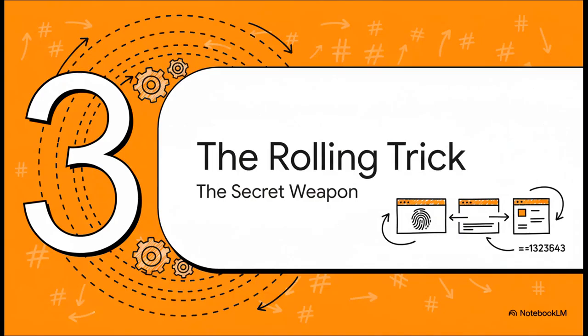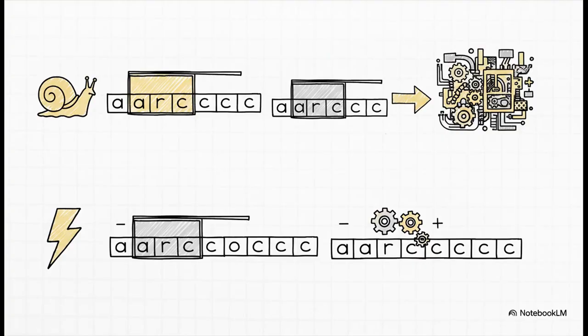But wait a second. If we have to calculate a brand new hash for every single 4-letter chunk of text, are we really saving any time? Honestly, not really. And this is where the algorithm pulls out its secret weapon, the rolling hash. See, here's the crucial insight. We don't recalculate the hash from scratch every time we slide our little window one spot to the right. No, instead, we do a super quick and clever update.